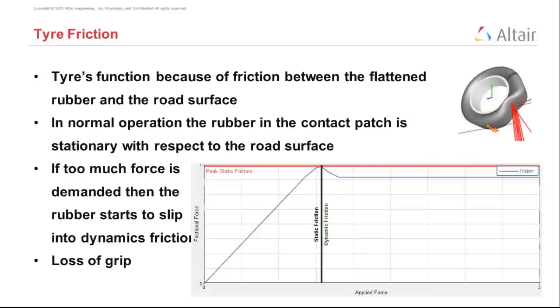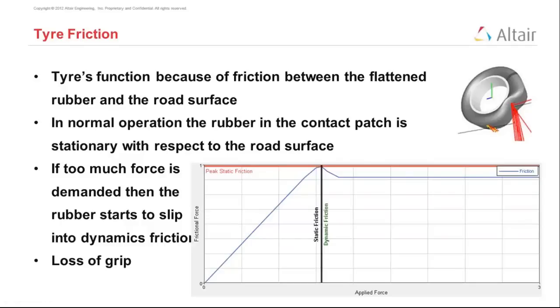Let's talk about friction. Friction is something that you learn very early in a physics class, probably before your 10th grade. The tire is basically a complicated friction model. The tire functions simply because there is friction between the flattened contact patch and the road surface. In normal operation, the contact patch is stationary with respect to the road. As the tire is rolling, the contact patch and the road do not move with respect to one another.